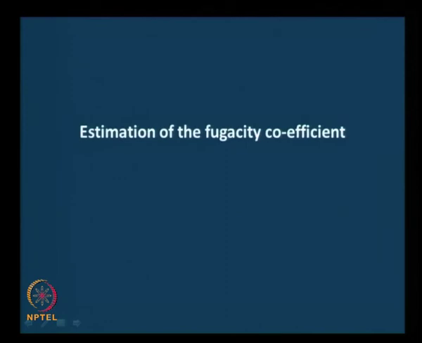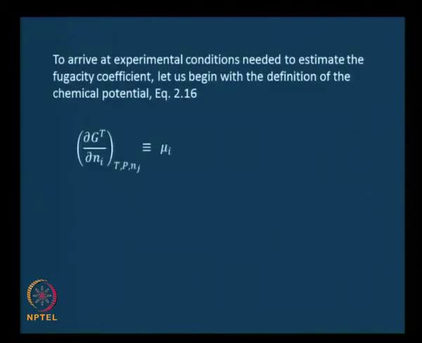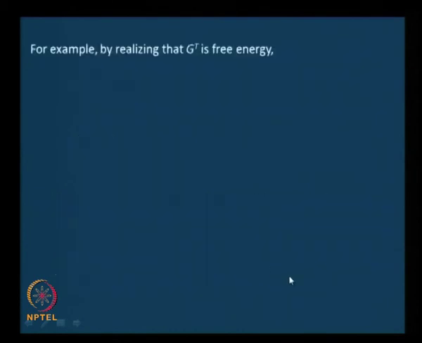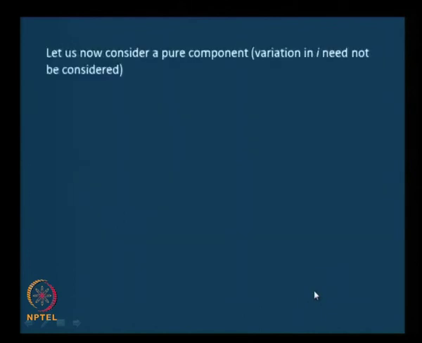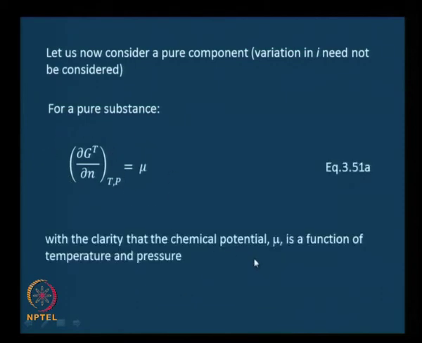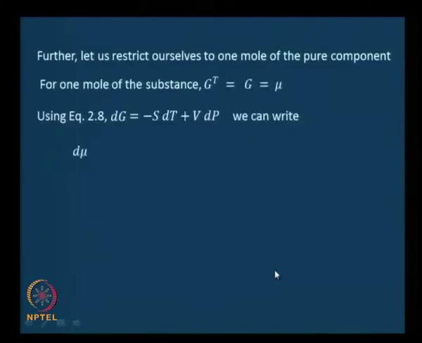The last thing that we saw was the estimation of the fugacity coefficient for a pure substance, and to do that we started out with the definition of the chemical potential for a species. We went into the interpretations of the chemical potential. Please take a look at it, it is very interesting. I will not do it again now. And we went into writing the definition for a pure substance, and writing down equations for a closed system in terms of the chemical potential for a pure substance.